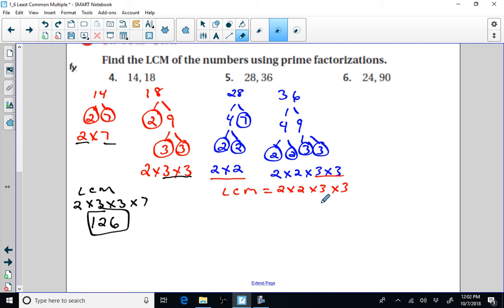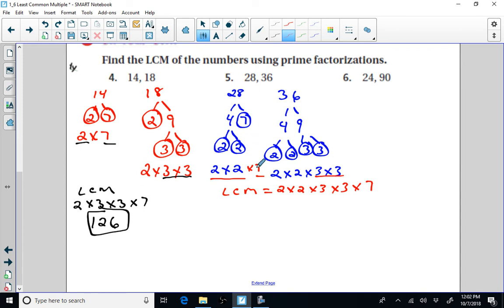4 times 3 is 12. 12 times 3 is 36. We did something wrong here. What did I forget? My times 7, right? We make mistakes. I have times 7. So I'd have to underline that, and that would have to be a part of my prime factorization. We have to be careful.